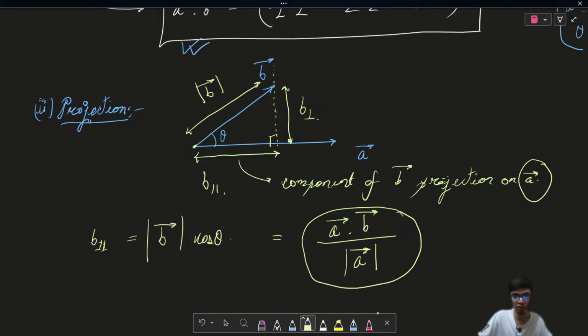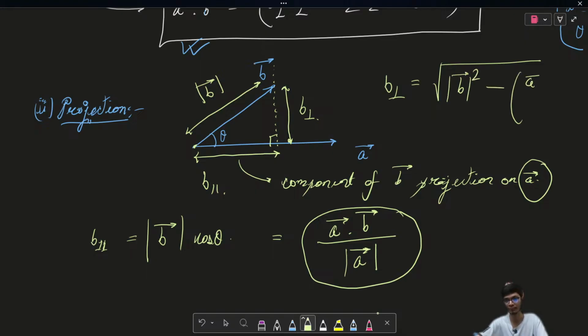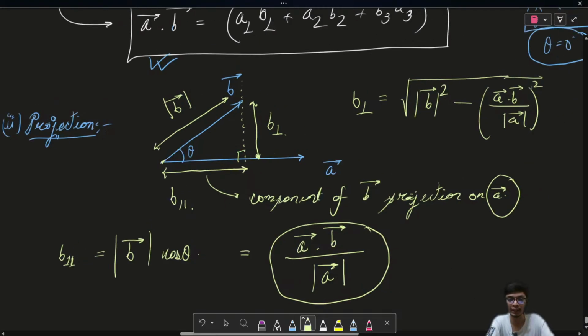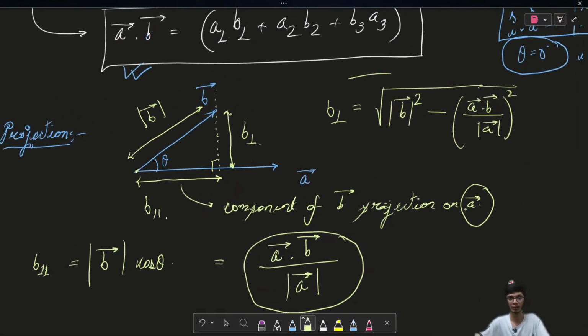Now, how to find out this B perpendicular? It is very easy. Now it's a right angle triangle, so we can use our Pythagoras theorem to find out this result. So B perpendicular will come out as square root of mod of B vector whole square minus this particular result. Alright, so this is going to give me the length of the component of the perpendicular projection. I hope this is clear to all of you.